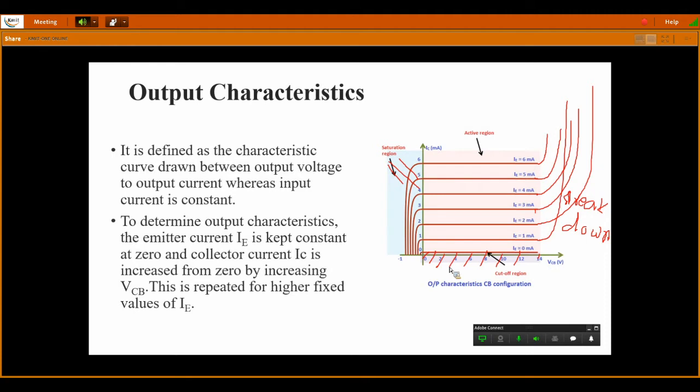Next, from these output characteristics, let's find the output resistance by taking the change in your output voltage with respect to the change in output collector current, which gives you the dynamic output resistance of the common base configuration.